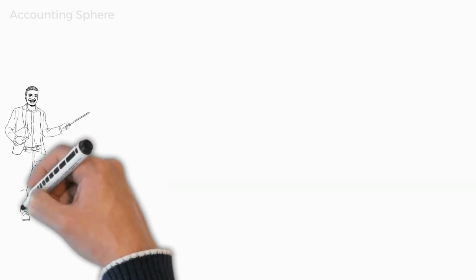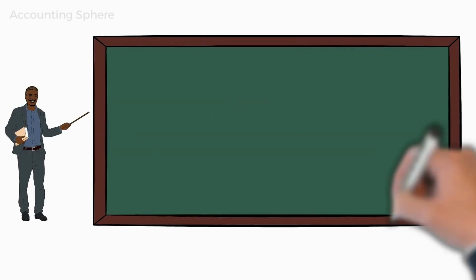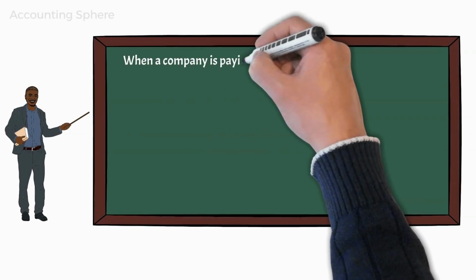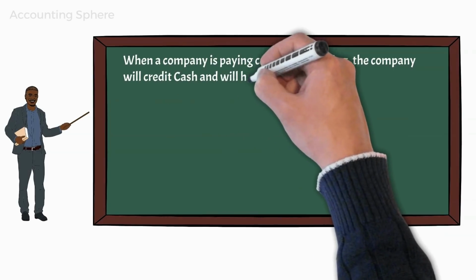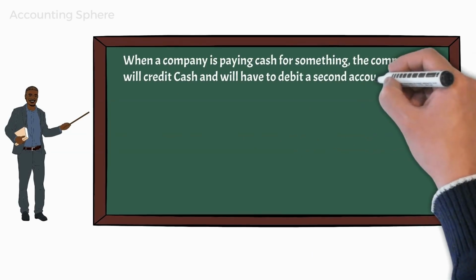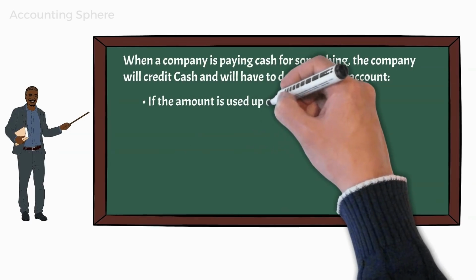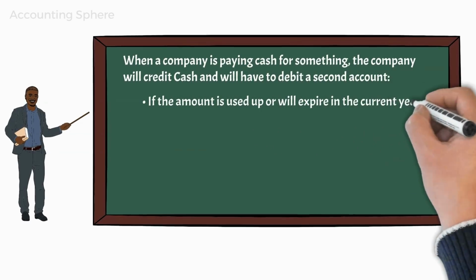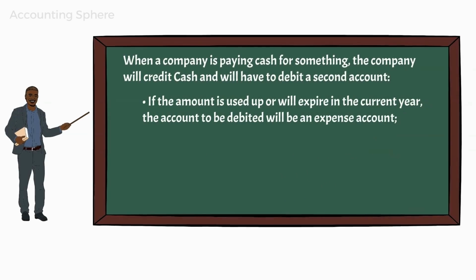Now, here's a summary, with the main points to help you as a guidance. When a company is paying cash in exchange for something, the company will credit cash, and will have to debit a second account. On a company with yearly financial statements, if the amount is used up or will expire in the current year, the account to be debited will be an expense account. Examples are rent expense or salary expense.